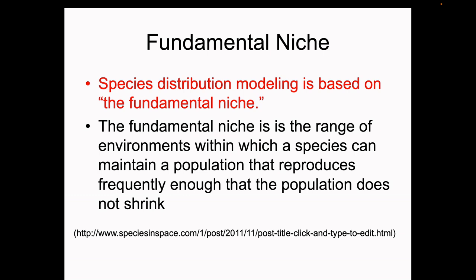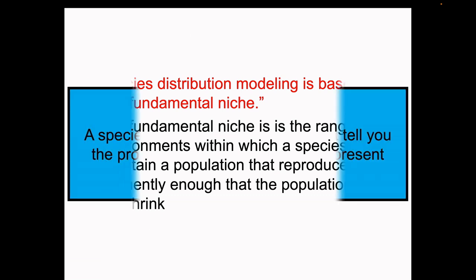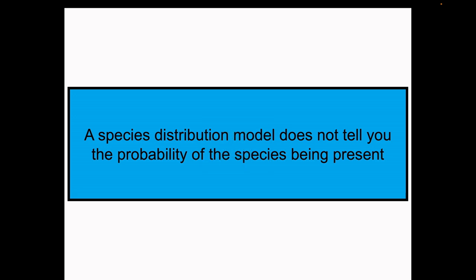I want to emphasize again that species distribution modeling is based upon the fundamental niche, so species distribution modeling doesn't tell you the probability of finding the species occurring at a given location. It only tells you habitat suitabilities at a given location.